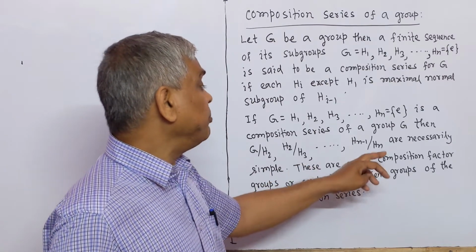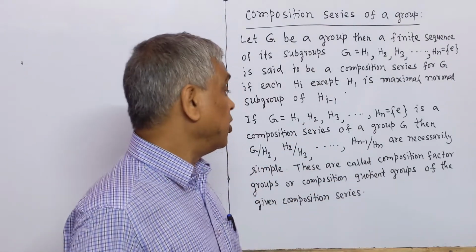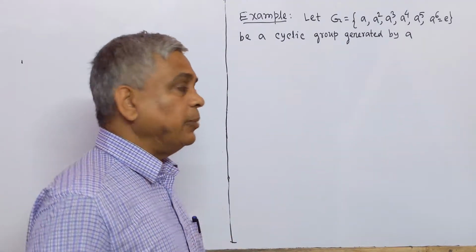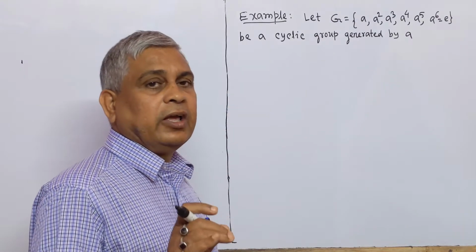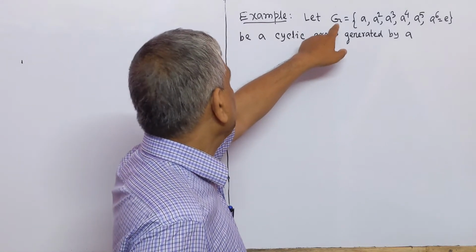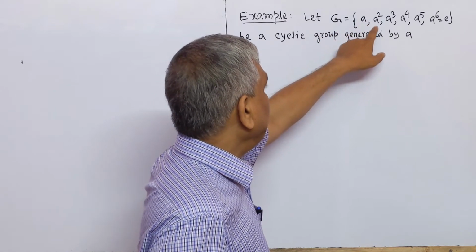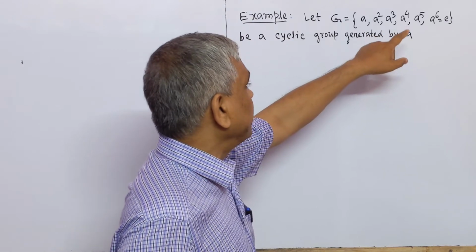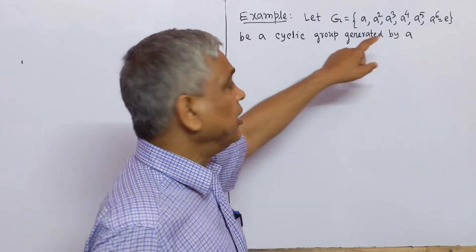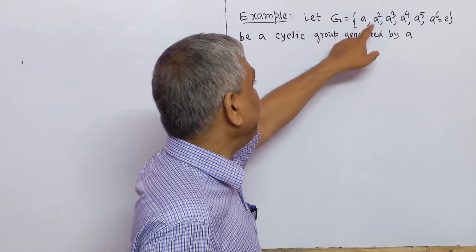These are called composition factor groups or composition quotient groups of the given composition series. Now we give an example for composition series of a group G. Let G be a cyclic group containing elements A, A square, A cube, A to the power 4, A to the power 5, A to the power 6 equal to identity element. Therefore, this group is a cyclic group generated by element A.